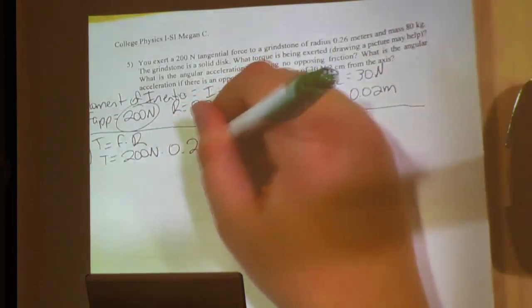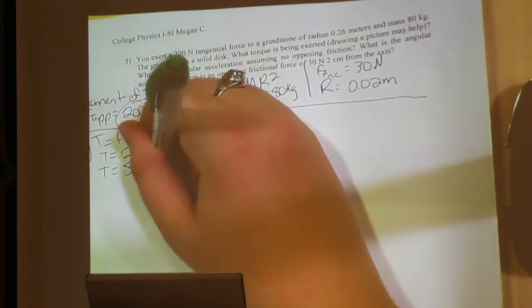So torque is equal to force times radius. This is part 1. So torque is equal to the applied force at 200 newtons times a radius of 0.26 meters. You should get a torque of, does anybody have it calculated? Yes, no? It should be about 52 newton meters.